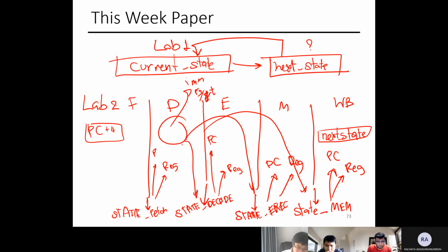I'm going to use a different color ink. So when you clock, basically the next state gets updated. So this is the current state, and this obviously gets updated. State memory becomes the next state. State execute becomes memory. Decode becomes execute, fetch becomes decode, and you have a new state for the fetch. So when you clock it, now you have an intermediate temporary state for each instruction in your pipeline.